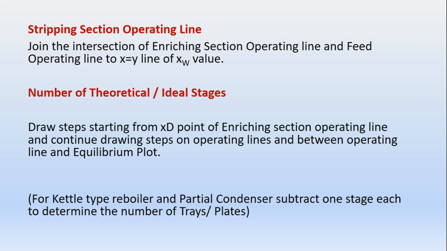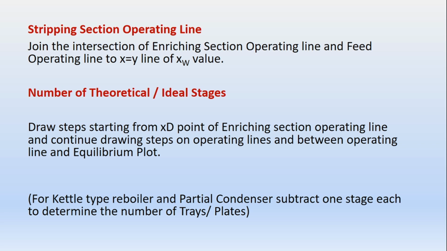Now the stripping section operating line is drawn by joining the intersection of the enriching section operating line and the feed operating line to the xw point on the x equal to y line. So draw the stripping section operating line as it was explained in the previous diagram. Okay, so now we have all the three operating lines.